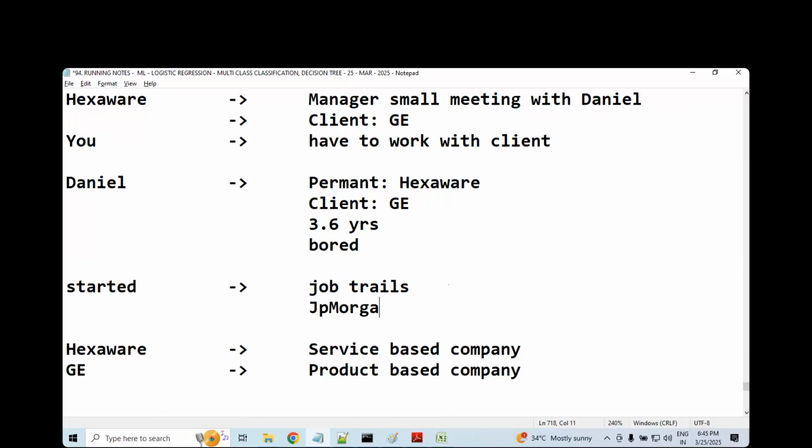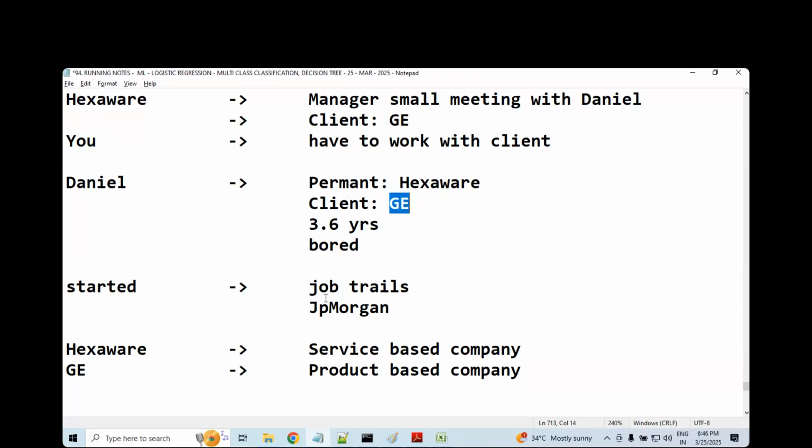Once I am selected for JP Morgan, here is the twist. Which documents do I need to submit? These are all important for you. From GE, you cannot get even one single piece of paper. You are like a contract employee.